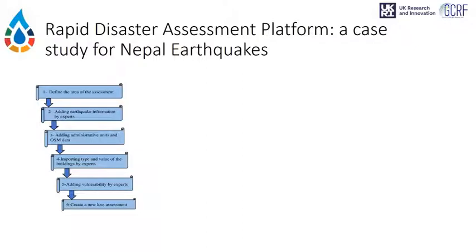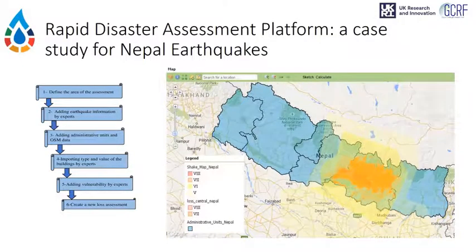The second example is a rapid disaster assessment platform. This is a study for Nepal. This is an example of how we can deal with risk when there is not enough data available. Usually it's hard to calculate loss directly after a big event happens. In this example, it is the 2015 Nepal earthquake. However, using open data, we are able to do that.